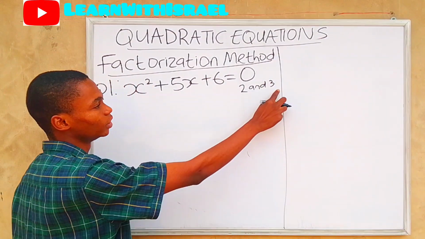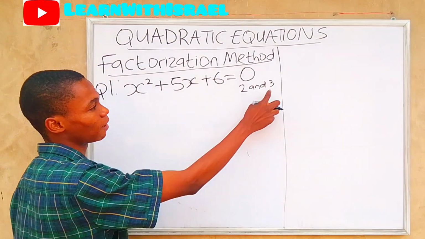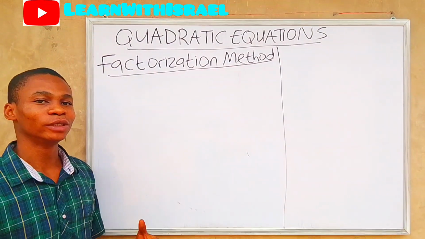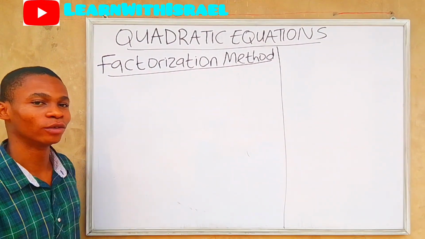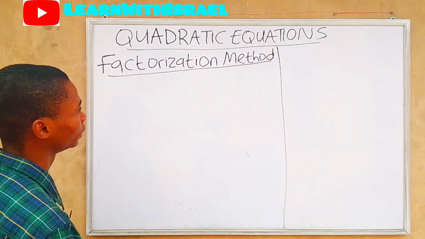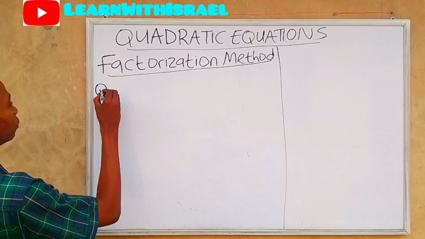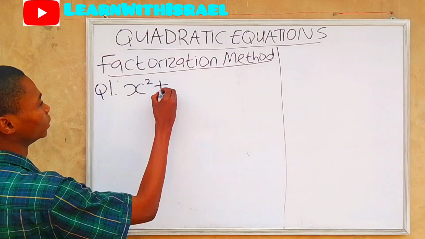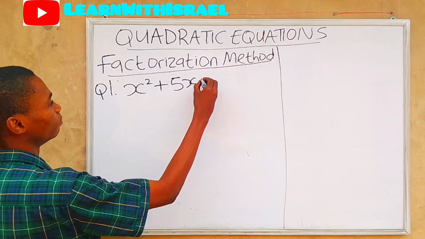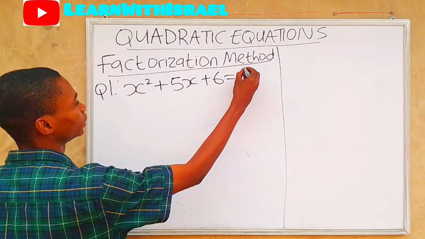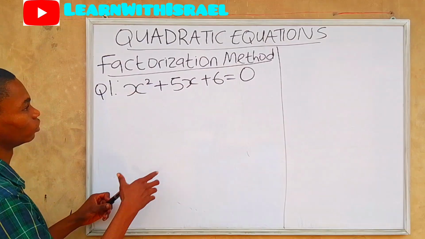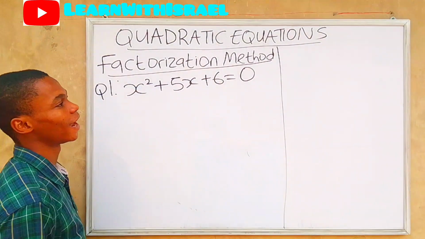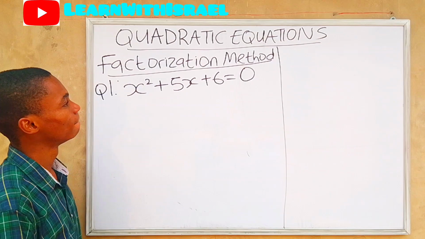2 plus 3 will give us 5, and 2 multiplied by 3 will give us 6. So let's start with the factorization method. Let's solve a question on the factorization method. Question 1: x squared plus 5x plus 6 equals 0. This is a quadratic equation and we will be solving it using the factorization method.